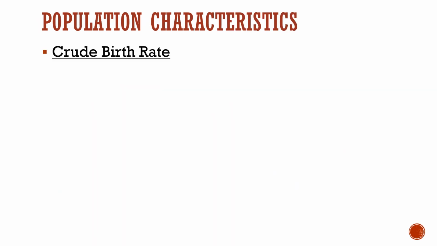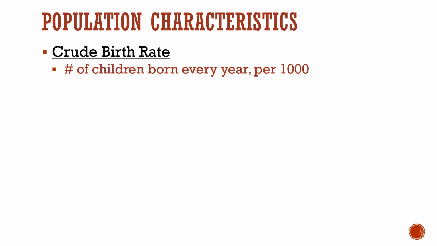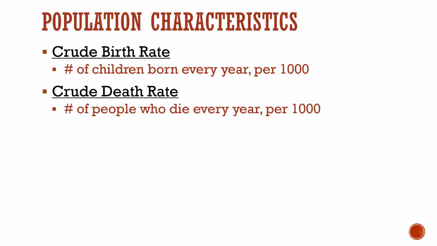So some of these characteristics, again, some terms. We have the crude birth rate. This is the number of children that are born every year, per 1,000 people. Then the death rate, the same: just the number who die per year. Again, this is per 1,000 people.